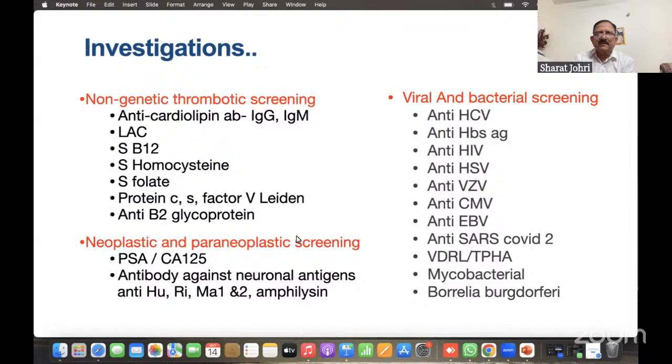There are a host of viruses which can cause it, including SARS-CoV-2, and mycobacteria can also cause vasculitis, and even Borrelia can cause it. So all these diseases need to be excluded before we can label it as primary CNS vasculitis.